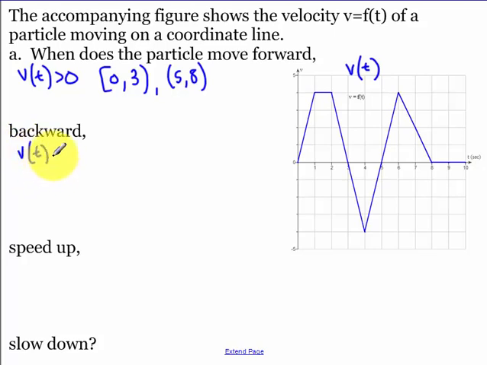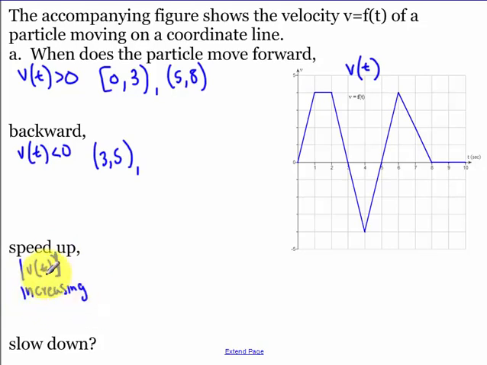So backward is when your velocity is less than 0. So our velocity is less than 0 from 3 to 5. And that's it. Speeding up. Remember, that's the absolute value of velocity. So when that graph is increasing.